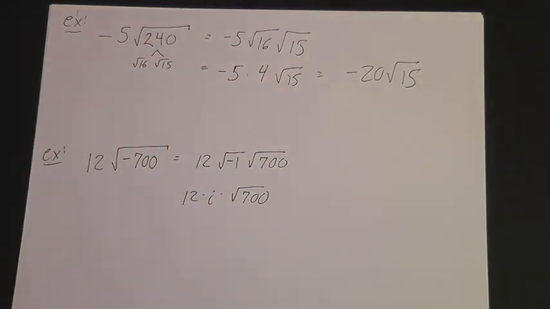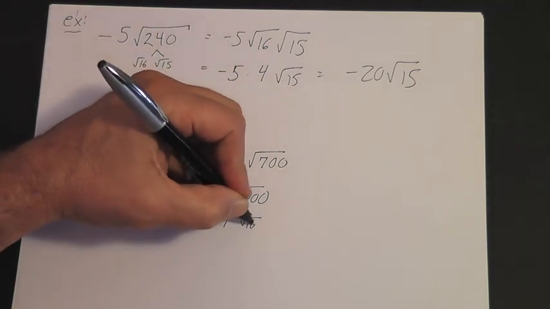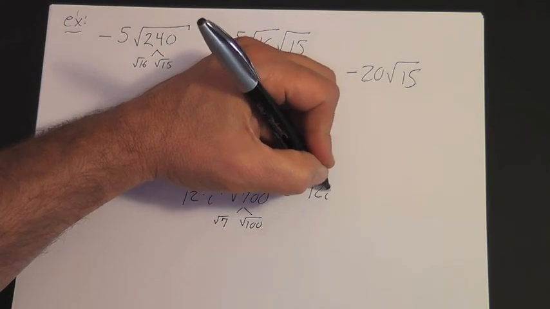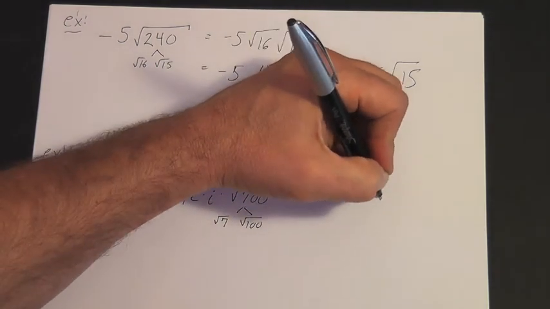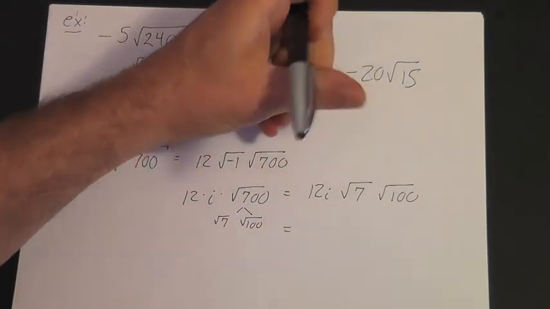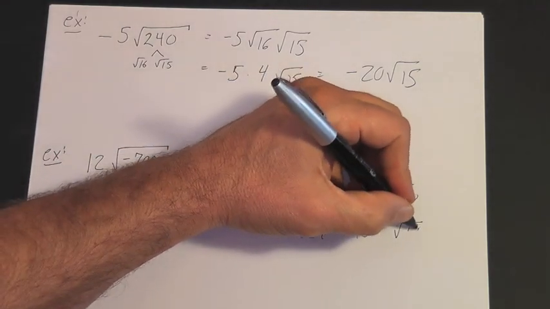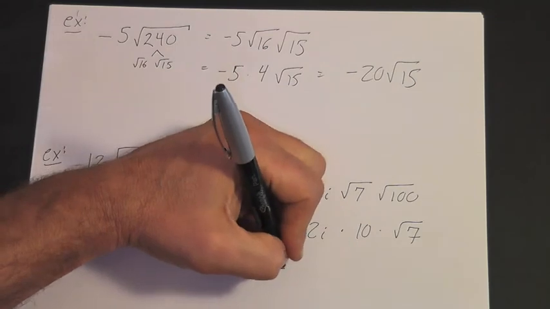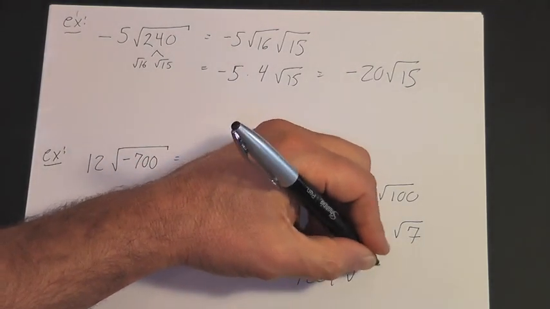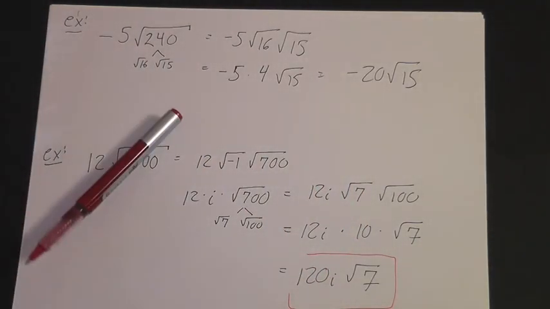Now let's see if we can simplify square root of 700. 25 is going to do it, but so is 100. So 100 is going to be easier. Square root of 7, and square root of 100. So that's going to be 12i square root of 7 square root of 100. The square root of 100 is 10. So you're going to have 12i times 10 times square root of 7. That's 120i square root of 7. We're done.